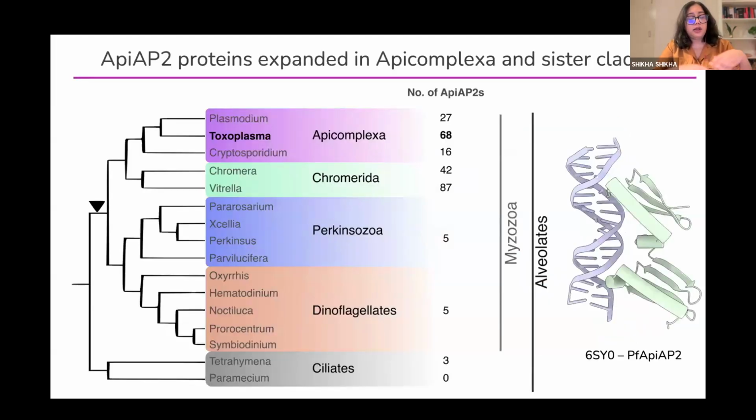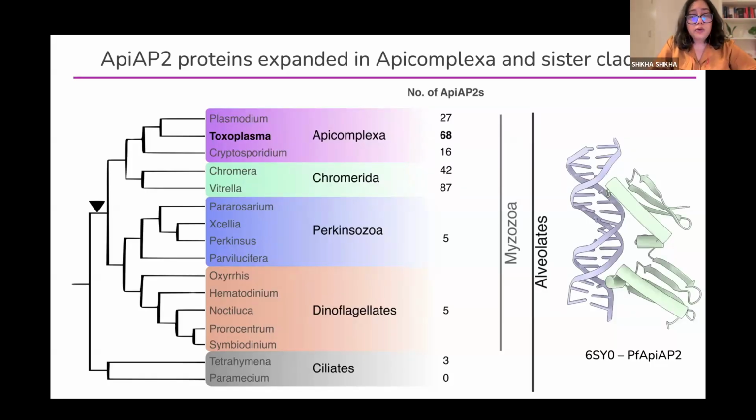So at the end of my presentation, I would also like to draw your attention to a specific family of proteins called AP2 proteins, which are quite well known in the parasitology or apicomplexan biology field. We know that the AP2 proteins act as transcription factors and are involved in binding to DNA, and important for life cycle stage switching, specifically in Plasmodium. A lot of work has been done.